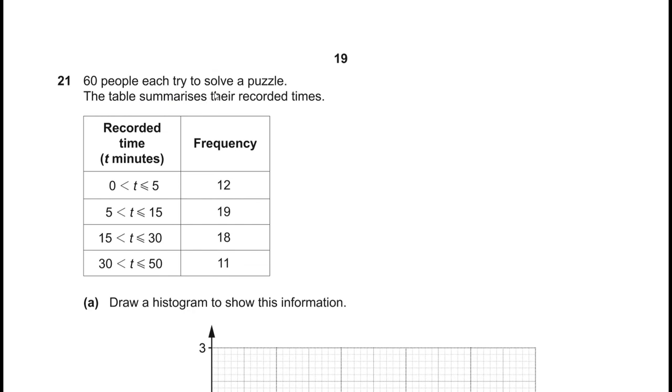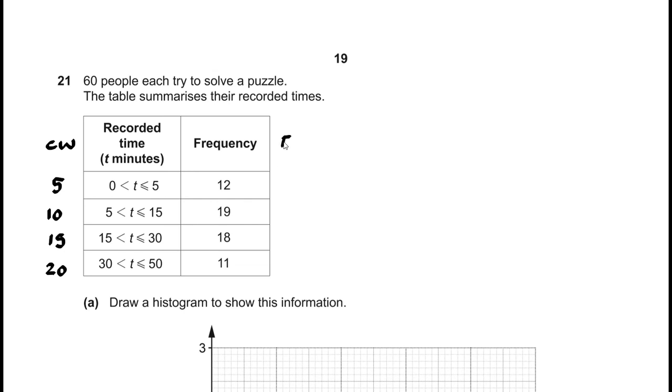Question number 21. 60 people each try to solve a puzzle. The table summarizes their recorded times. For part A, we have to draw a histogram to show this information. The first thing we need is the class width. From 0 to 5 we've got a class width of 5. From 5 to 15 we've got a class width of 10. From 15 to 30 we've got a class width of 15. And from 30 to 50 we've got a class width of 20.